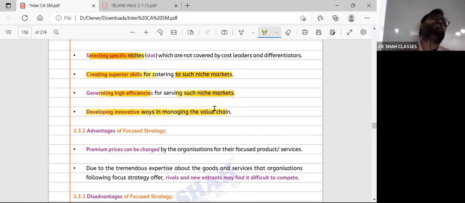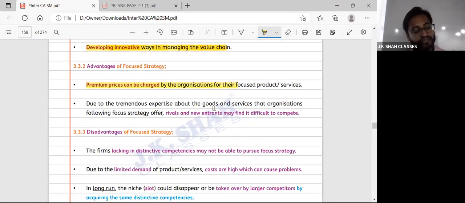What are the 4 points? First, select the area of expertise. Then create superior skills. Generate high efficiency to serve this niche market. And then develop innovative ways. See the advantages covered. Premium prices can be charged. And due to the tremendous expertise, rivals and new entrants may find it difficult to compete. Nobody will be a challenge for you, even the rivals or the new entrants, because you have a good customer base.